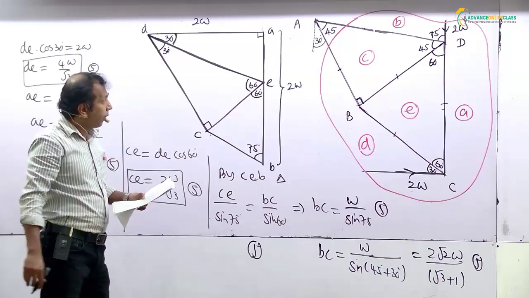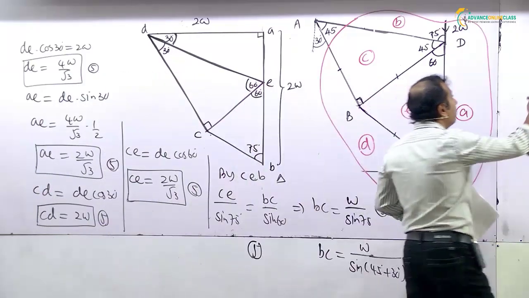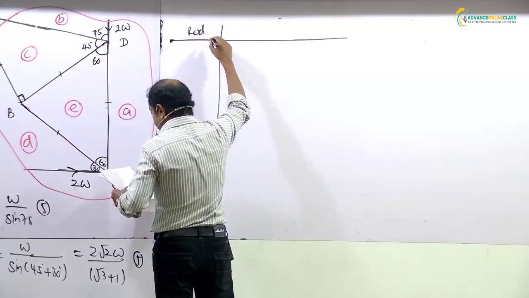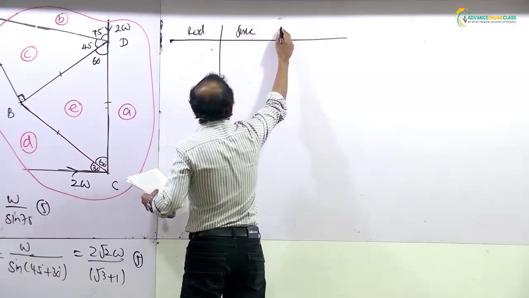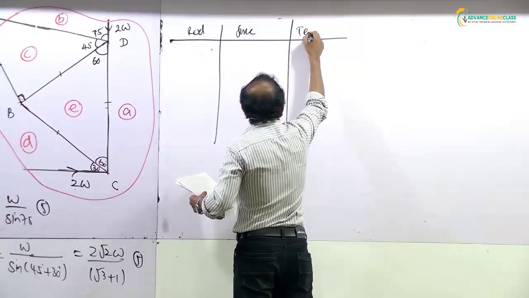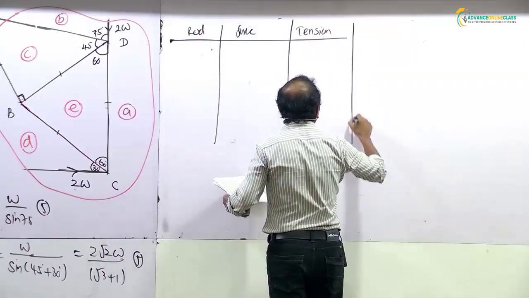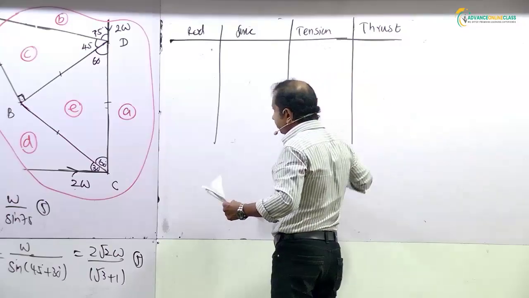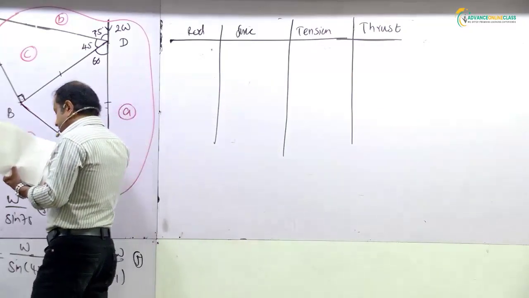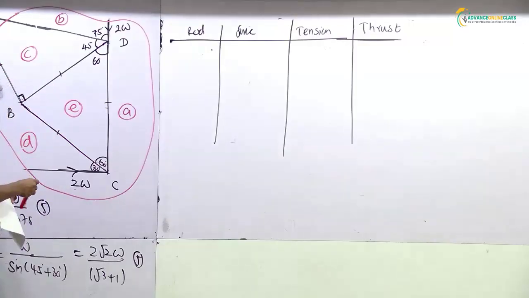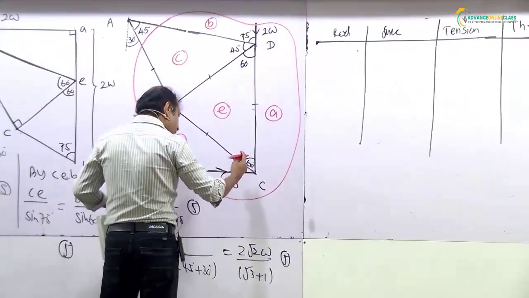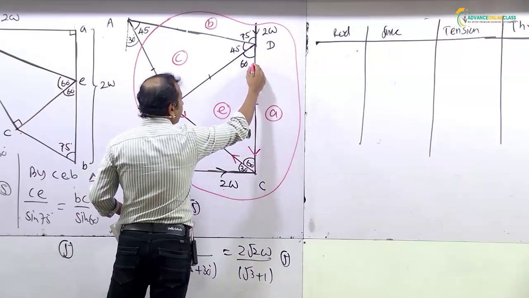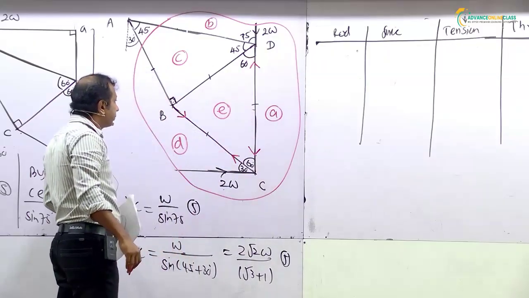Okay. Table we have to put here. Here rod, force, tension and thrust. Okay. But the forces are acting like this, no? Here, to balance this leftward one, we need this way. This goes up, no? Downward here must have. Right.